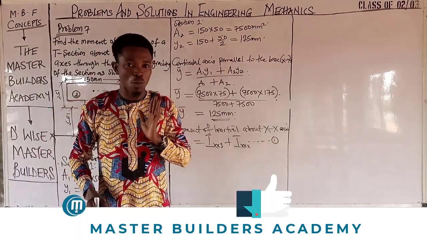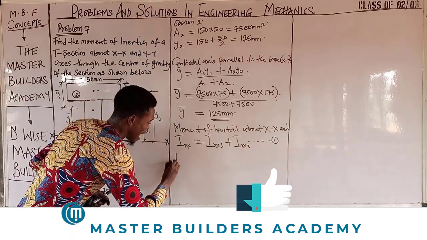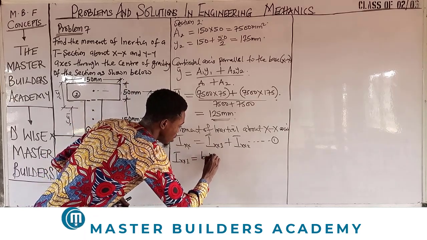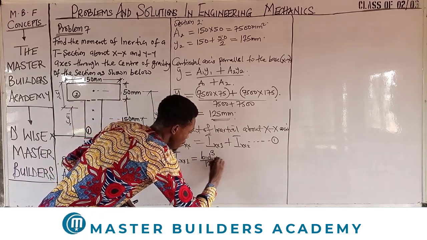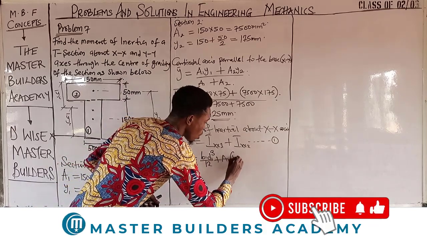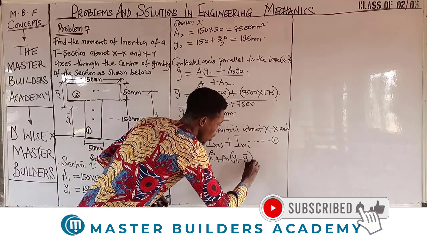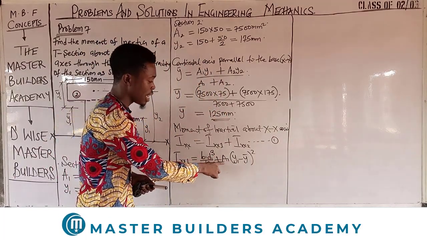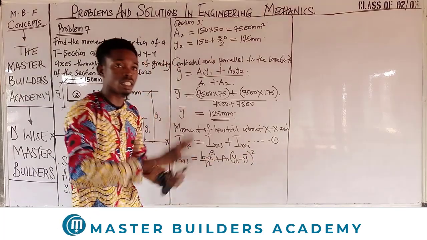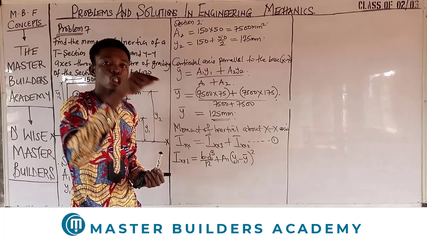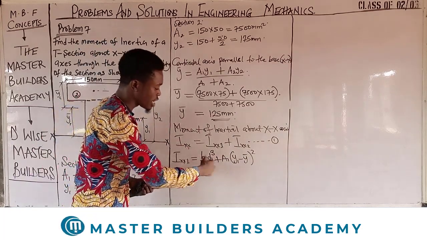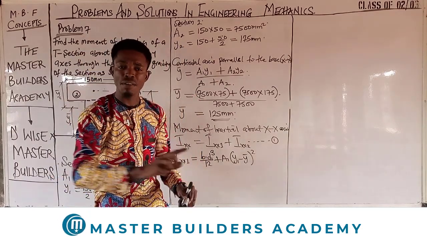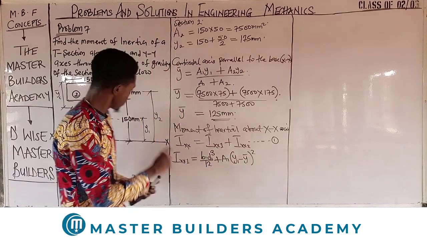Remember, from section 1. Simple as that. So I have Ixx1 will be equal to B1 D1 cubed over 12 plus A1 into (Y1 minus Y bar) all squared. This is the formula. When you look at this equation, you find that we have B1, D1, A1, Y1. The only difference is the general centroidal axis of the T section. So it shows that all the ones carrying subscript 1 must be taken from section 1. Hope that is clear.